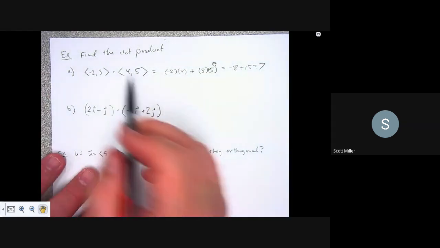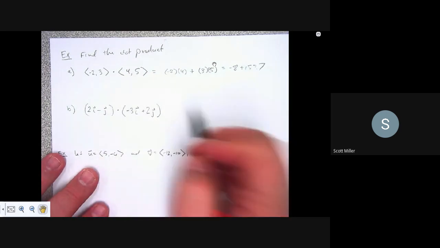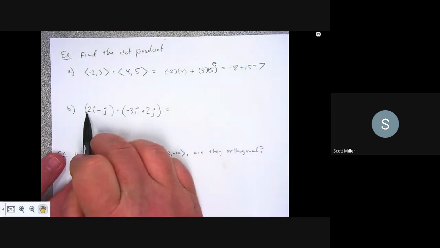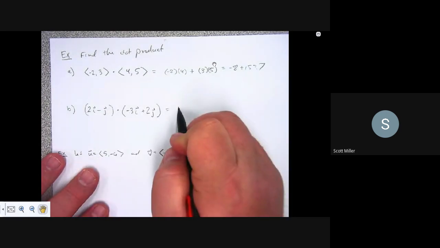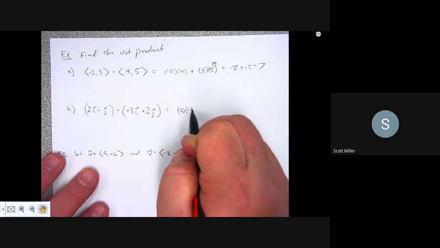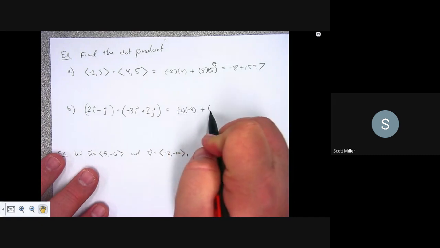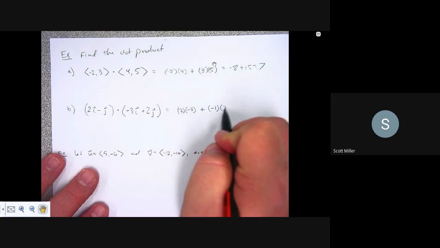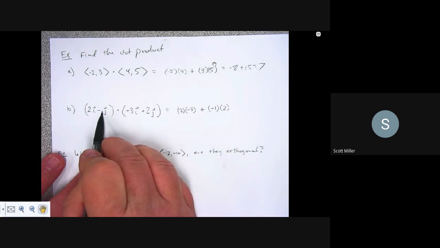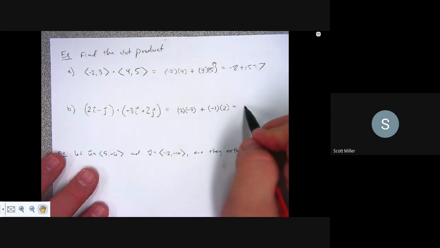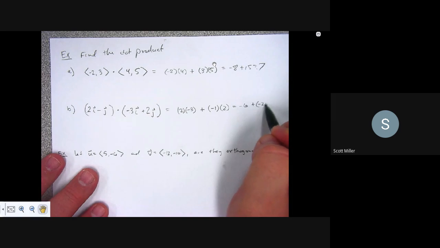Those were in component form. These are in linear combination form. Same process. Take the front, so it'd be 2 times -3, and to that we're going to add -1 times 2. Remember, the coefficient here is -1. So this is -6 plus -2, or -8.